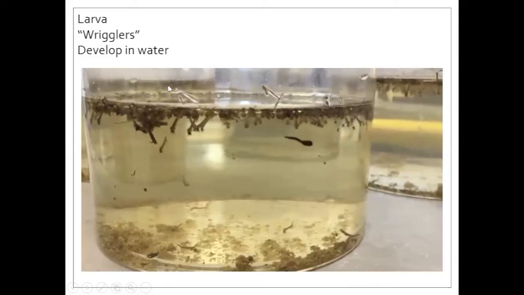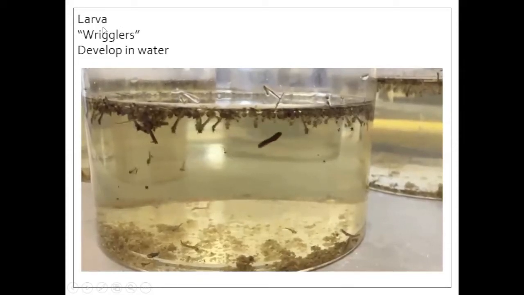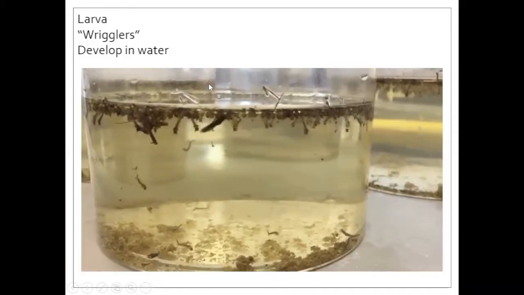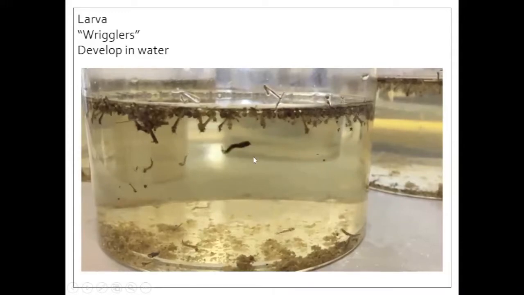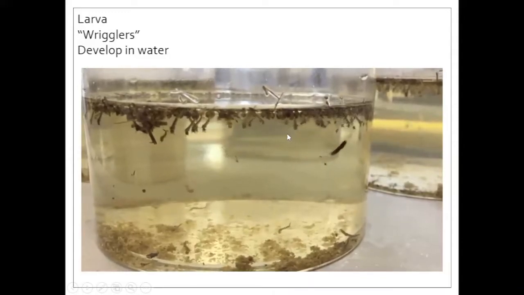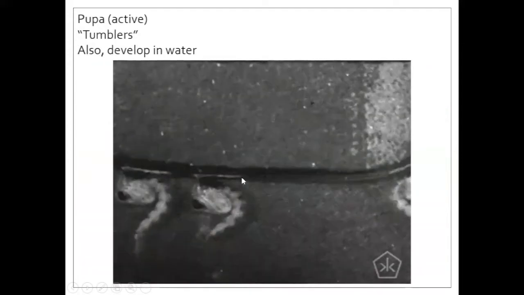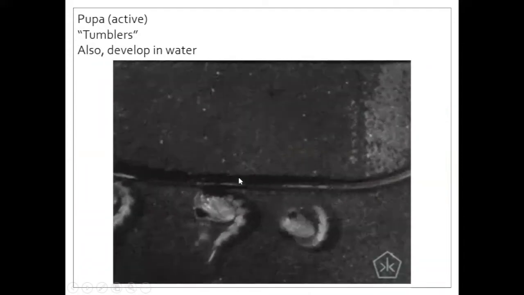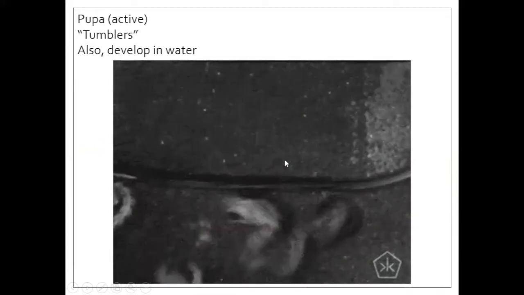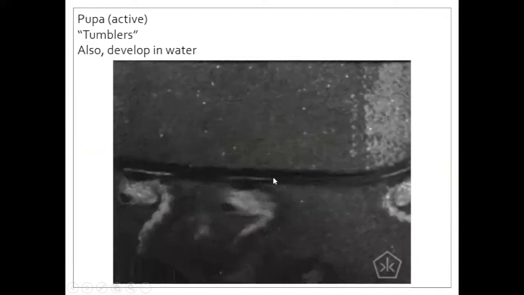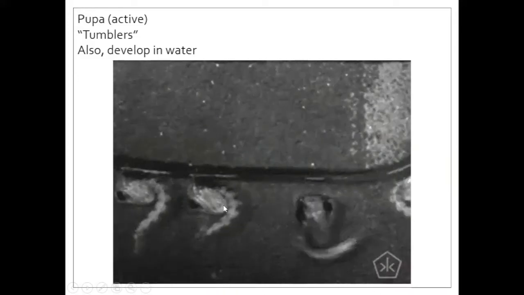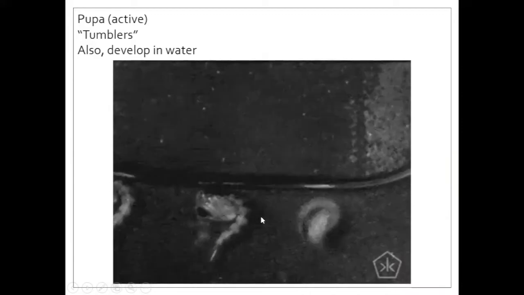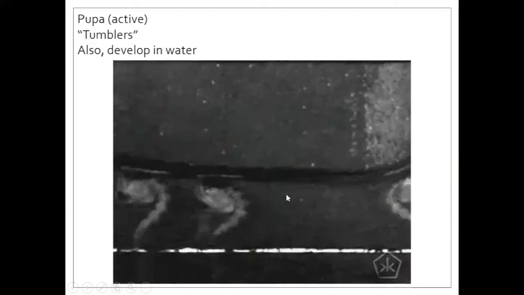The larvae are the baby mosquitoes, and sometimes they're called wrigglers. They develop in water. There aren't any mosquito larvae that develop outside of water. You can see this little tadpole, maybe used for comparison to these mosquito larvae. Pupae also develop in water, and some people call these tumblers, and you can see how they get that name from the action of them flicking their tail and rolling in a circle. So unlike a chrysalis in a butterfly, mosquito pupae are very active and they move around.